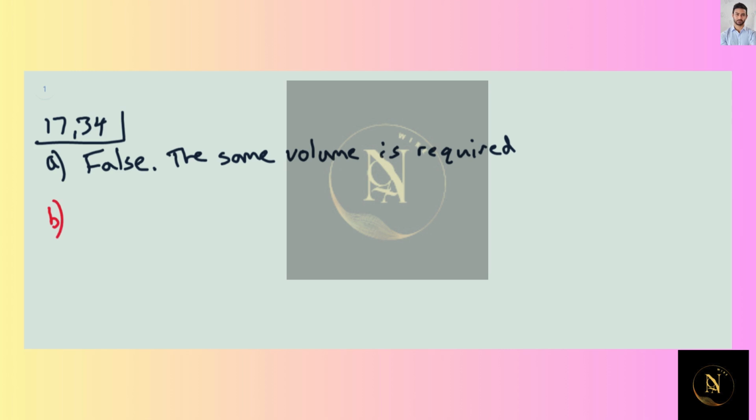In part B, the statement is the pH at the beginning of the titration is lower for the weak acid than for the strong acid. Now this is false because we know that the strong acid will have the lower pH. So the reverse of what we are told in the statement.